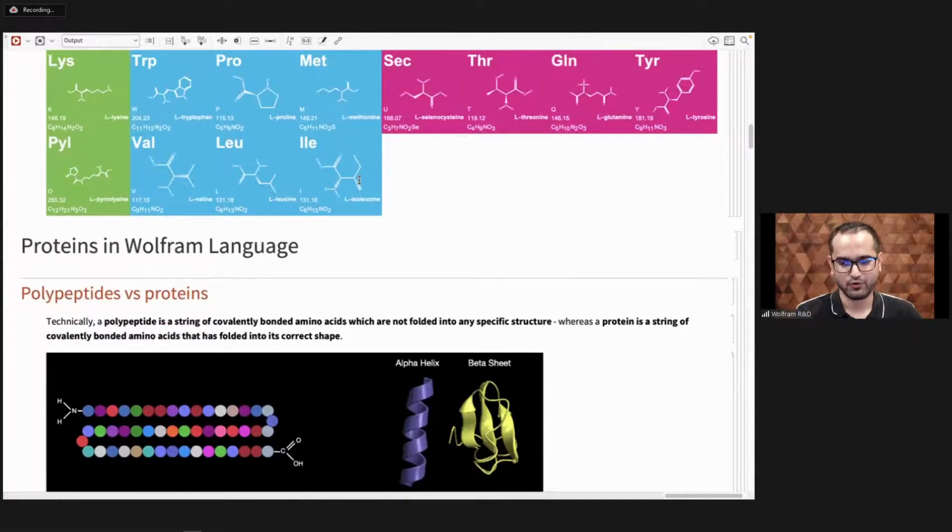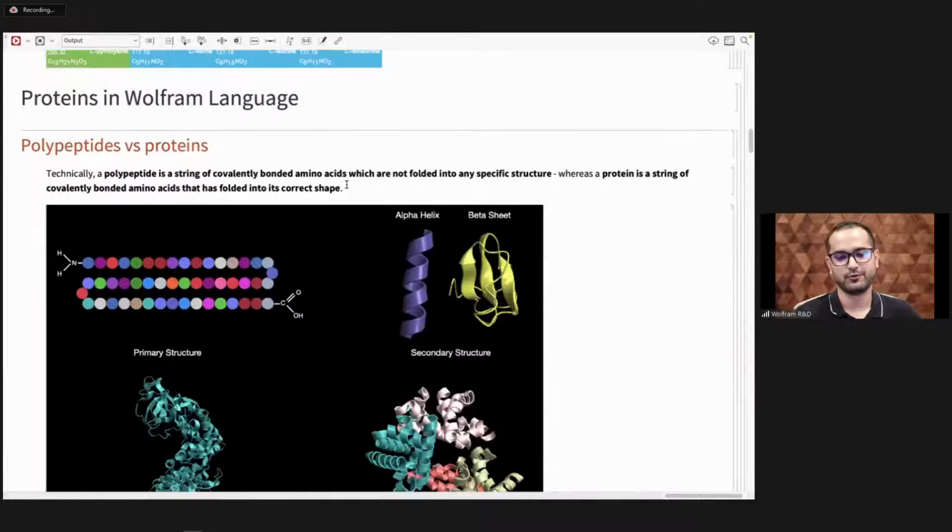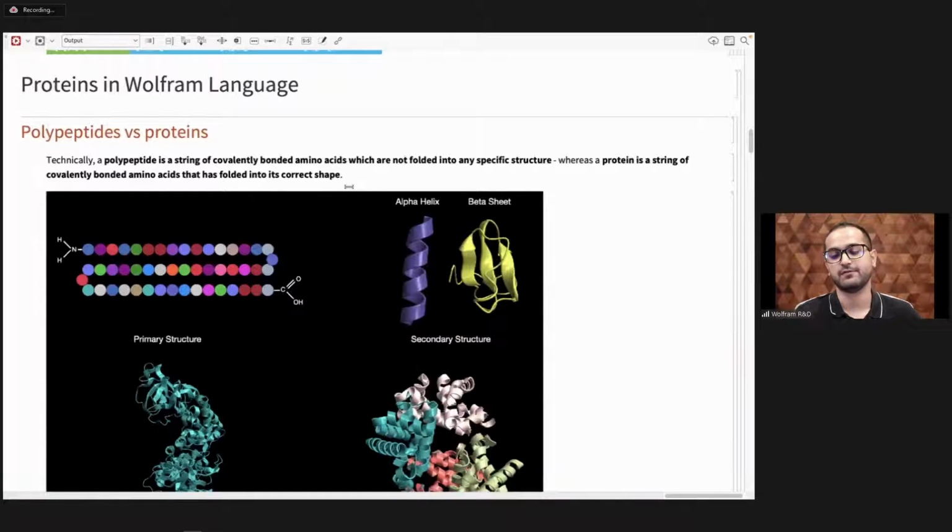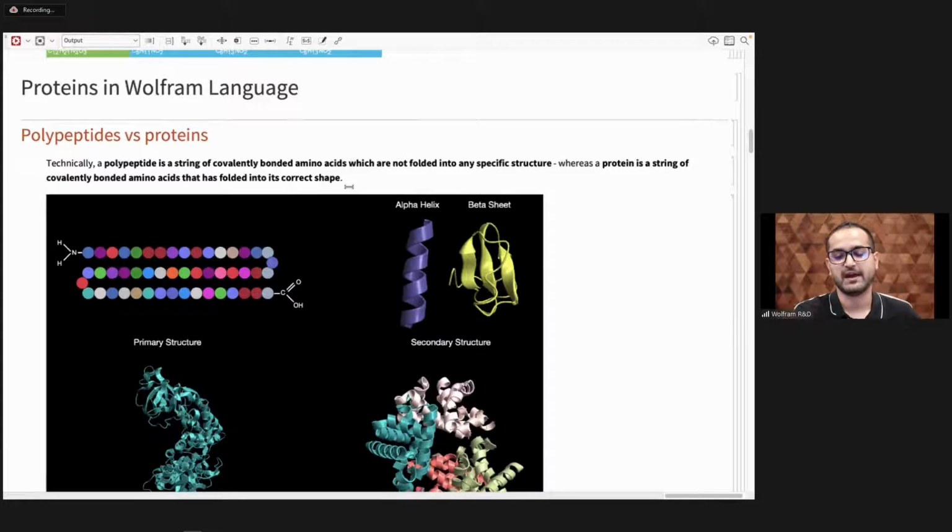So, moving on to proteins. The fundamental difference between peptides and proteins is that a protein is a polypeptide folded into a very specific shape, which is almost completely determined by its sequence of amino acids. Its structure is pretty complex and has a different hierarchy of structure.